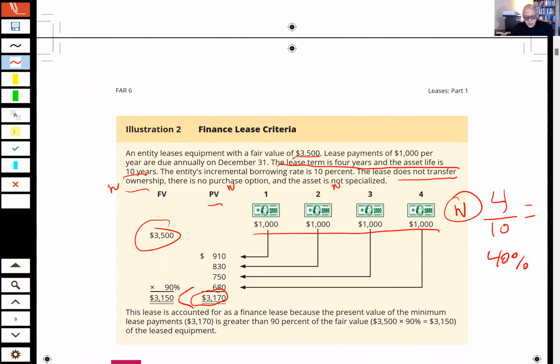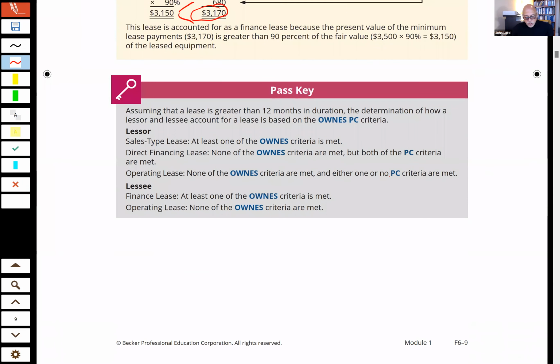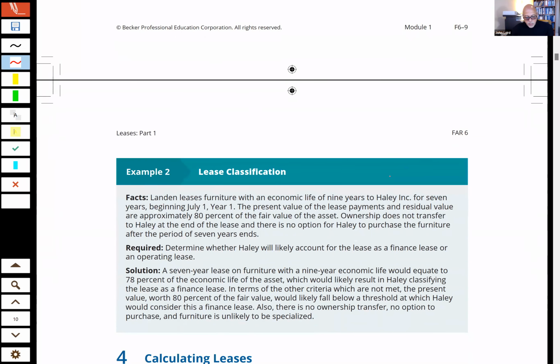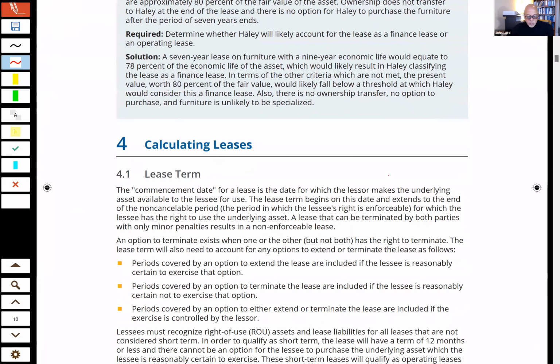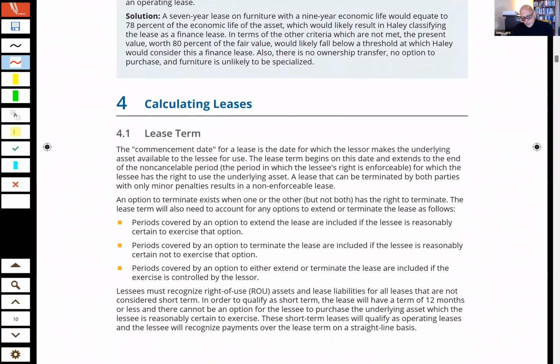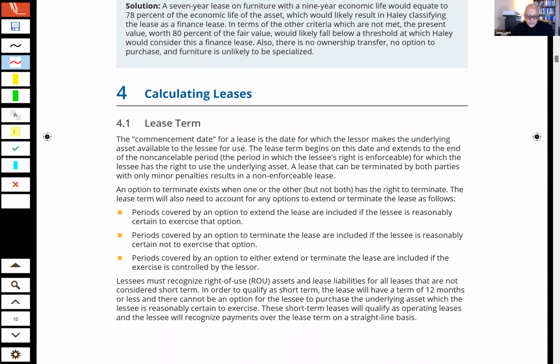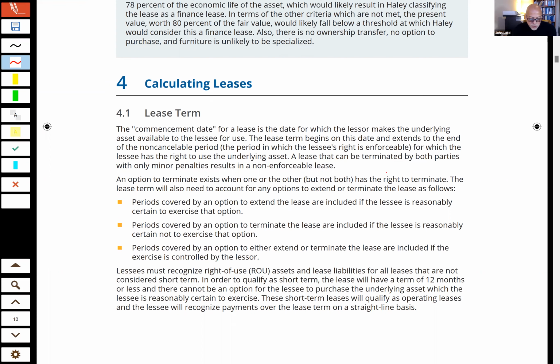So you will see that you can take that quantitative approach to look at whether or not it's an operating lease or a finance lease. I always want to say capital lease. They used to call them capital leases, but now they call them finance leases. You meet any one of those, it's going to be a finance lease for the lessee. I mean, for the lessee, not the lessor. For the lessor, if you don't meet any of those, you have to keep going with those other two criteria to see if you've got a sales type lease or not.